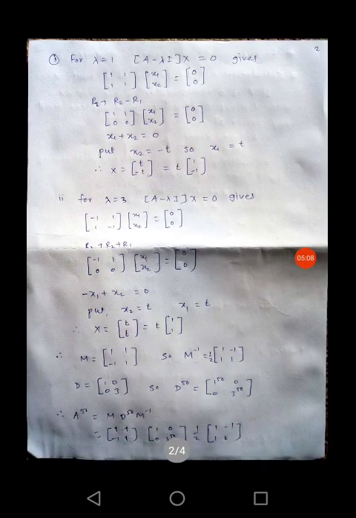Next, for lambda is equal to 1, A minus lambda I into capital X is equal to 0 gives [[1,1],[1,1]] into x1, x2 equal to 0, 0. R2 is changed by R2 minus R1, so that we can write R2 as 0 and R1 remains as it is. So the matrix [[1,1],[0,0]] into the column vector x1, x2 is equal to 0, 0.